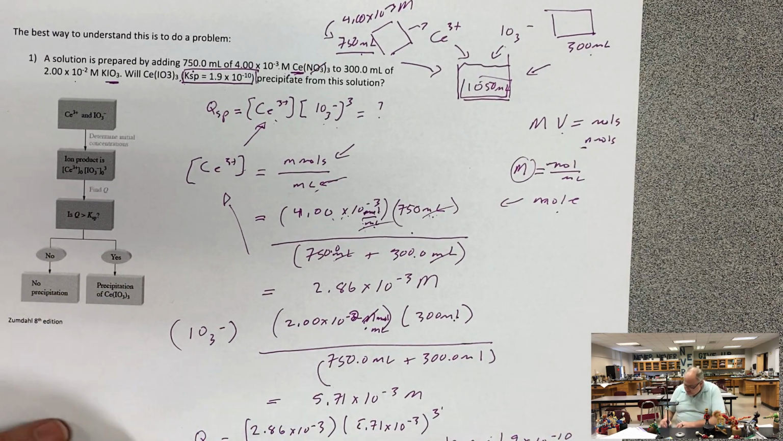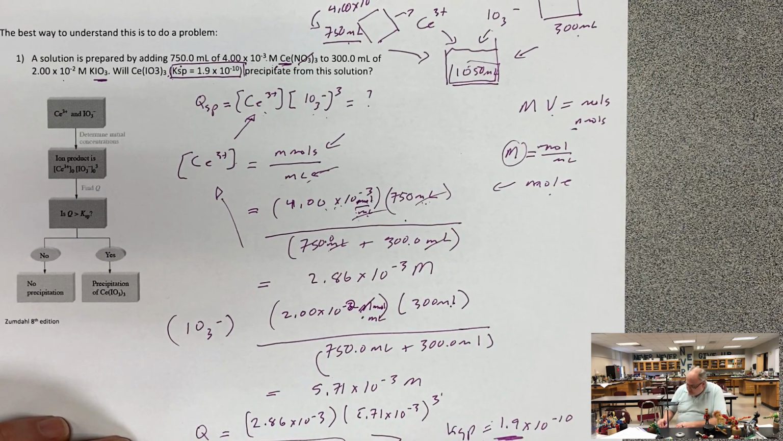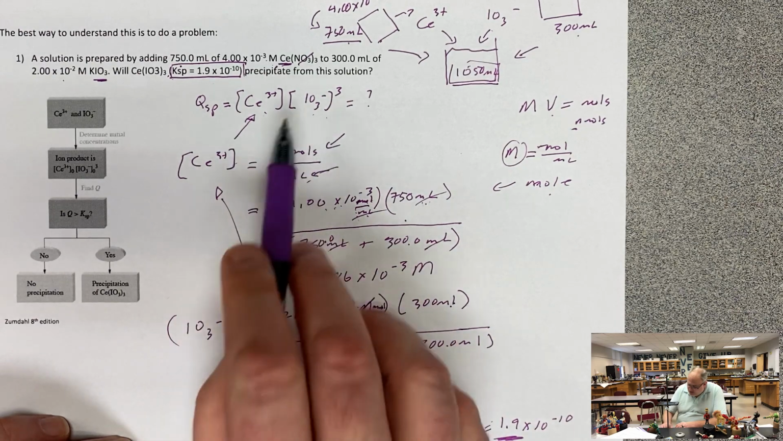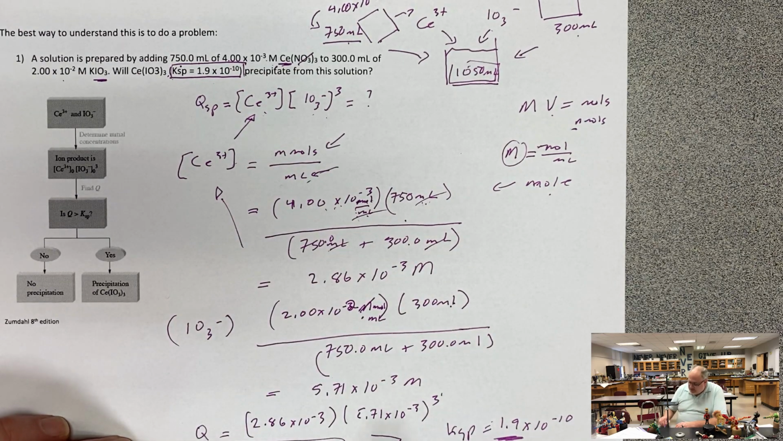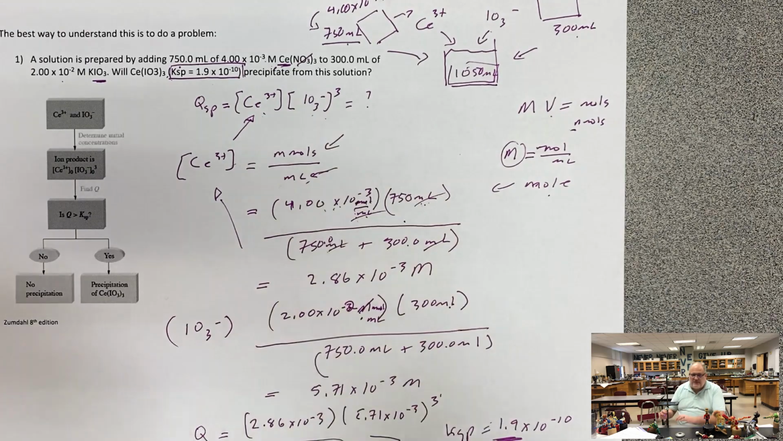And because our Q is bigger than our Ksp, it means we have more product in our solution than we should, which means that a precipitate will definitely form. So in this case, we definitely have a precipitate that is forming.